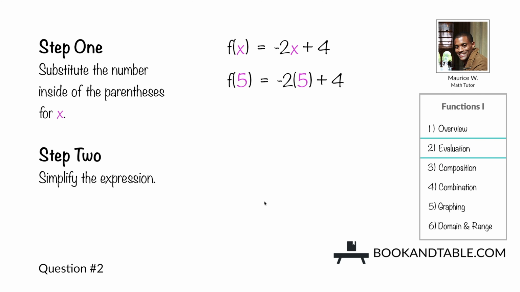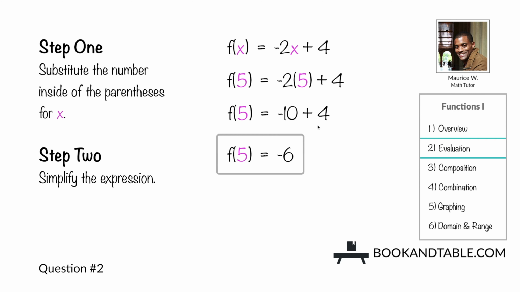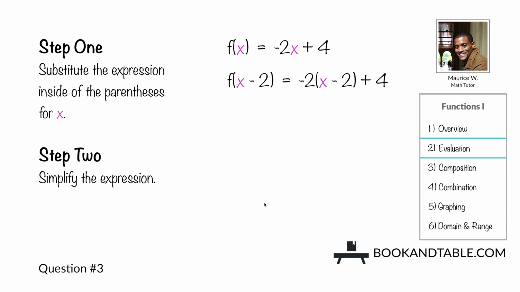Question number 2, we have the same function. The question asks us what is f of 5. So step 1, substitute the number inside of the parentheses, 5, for x. And now we want to simplify the expression. So we start with negative 2 times 5, which gives us negative 10 plus 4. Negative 10 plus 4 is equal to negative 6. So the answer to question number 2 is f of 5 is equal to negative 6. Let's now have a look at question number 3.